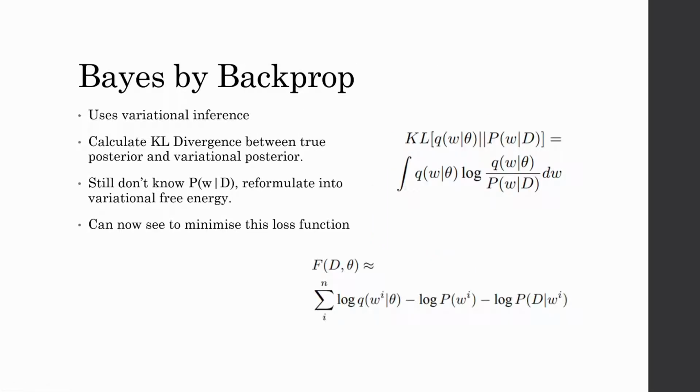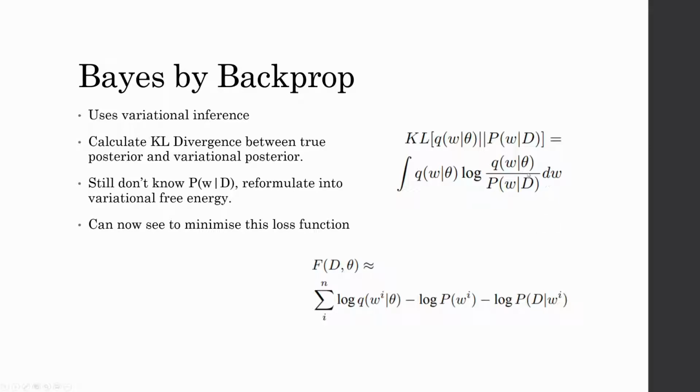So instead, what Charles Blundell proposed was his method, Bayes by Backprop. Instead of using the true posterior distribution, as you see over here, capital P of W given D, the data, we use our variational posterior, Q of W given theta, and then we try to calculate the KL divergence between these two distributions. And we try to find the parameters theta that minimize the KL divergence between the variational posterior and the true posterior.